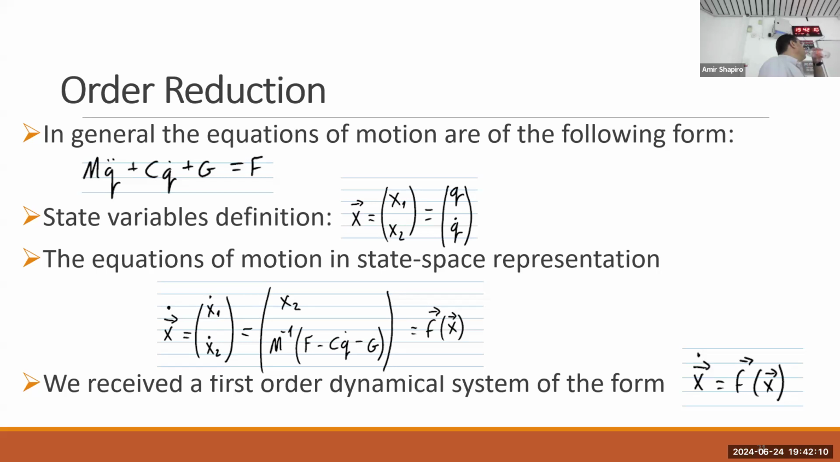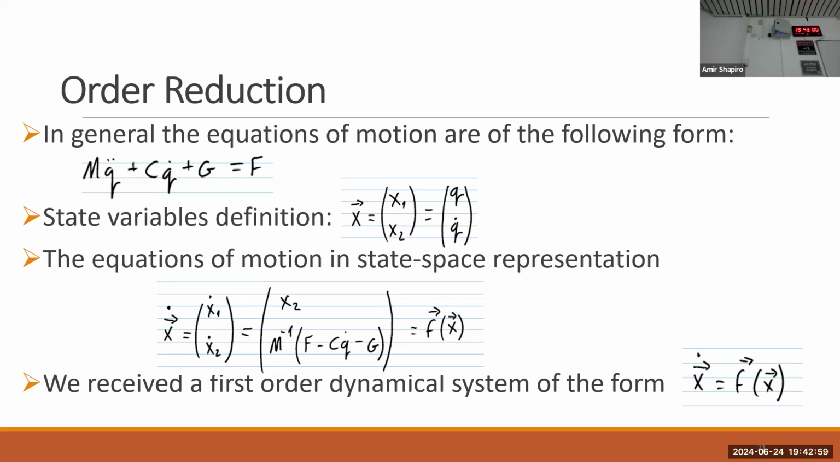So, if our general form of the dynamical system is N q double dot plus C q dot plus g equals f, some external force, then we can define state variables x, which are x1 and x2. x1 is q. x2 is q dot. And then we can write the equation of motion in state space representation. So we can write x dot, it's x dot 1, x dot 2.